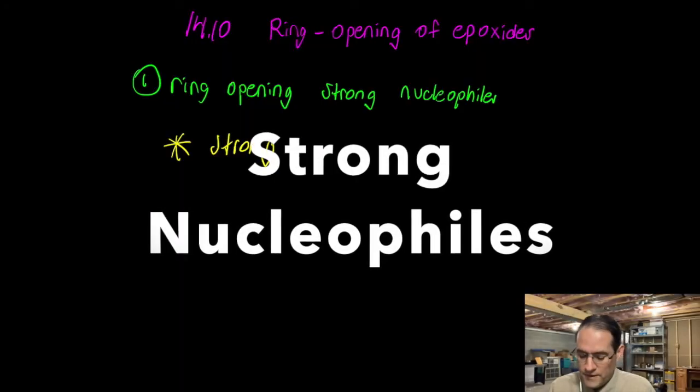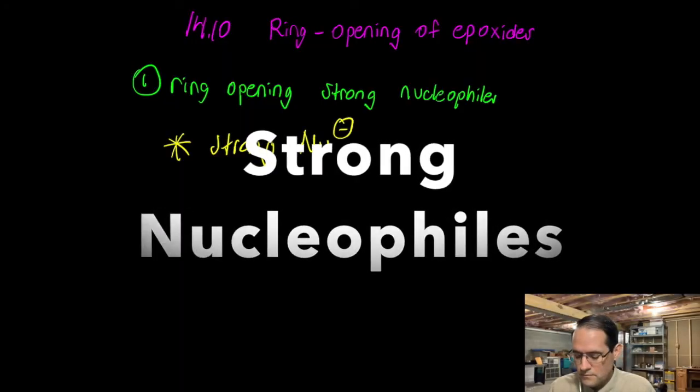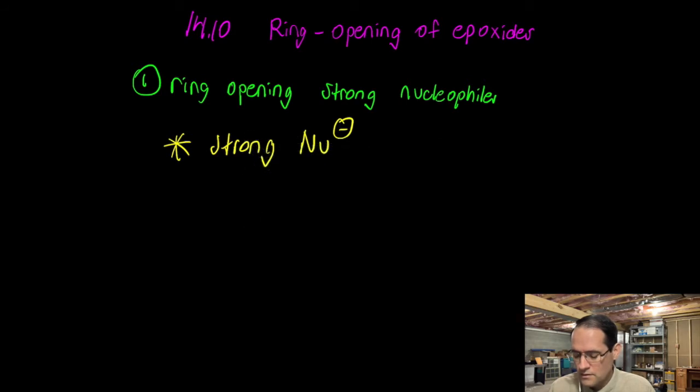First, we're going to talk about the ring opening with strong nucleophiles. The easiest way to remember if you have a strong nucleophile is to look for an atom that has a formal charge of -1, okay? Strong nucleophiles are also going to be strong bases, but they're going to have a -1 charge on the nucleophile.